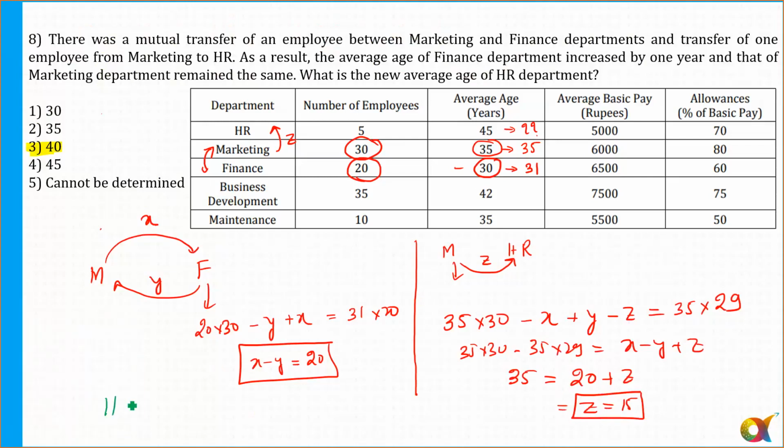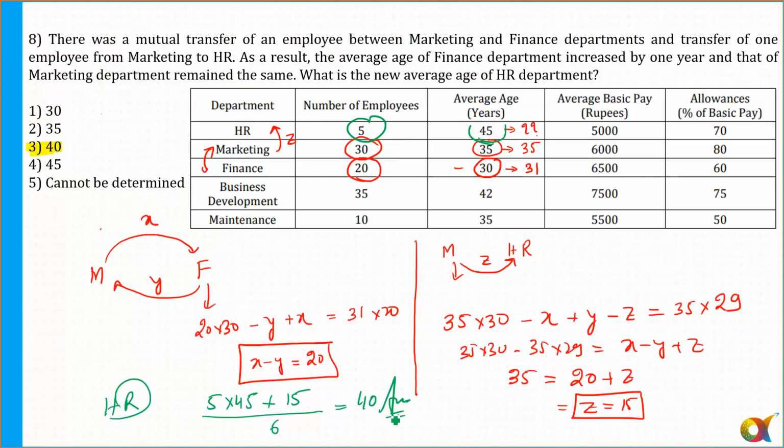So now let's look at HR. In HR, there were 5 employees and 45 is the average. So the initial total is 5 into 45. Okay, one person whose age is 15 has joined. So 5 into 45 plus 15, divided by the total number of persons, 6, and it will be 40. So this question was doable. In fact, easier than the previous set.